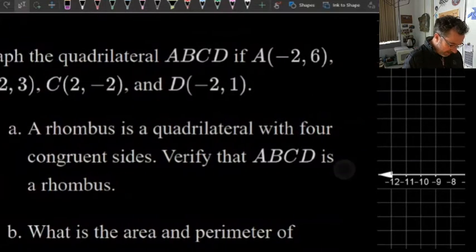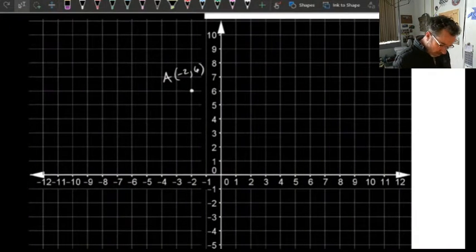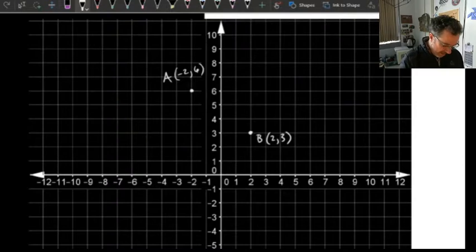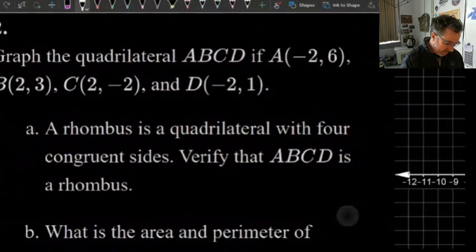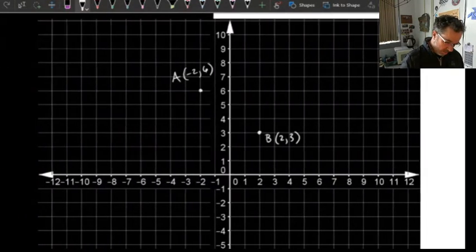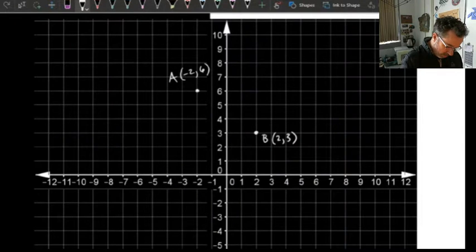The next point, B, is at 2, 3. So I'm going to go over 2 and up 3. Here we go. This is point B at 2, 3. The next point that I have is C, which is at 2, -2. So I'm going to go 2 and then -2. All right, there you go. C is at 2, -2, right?